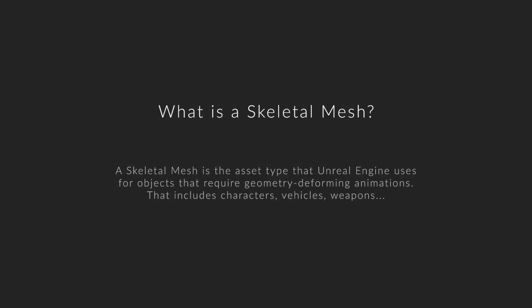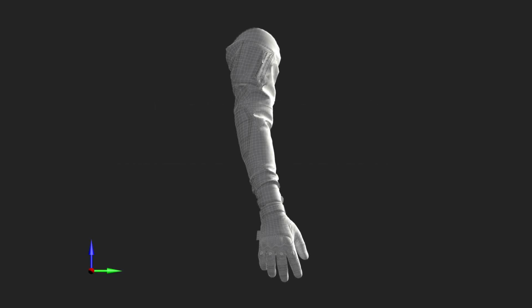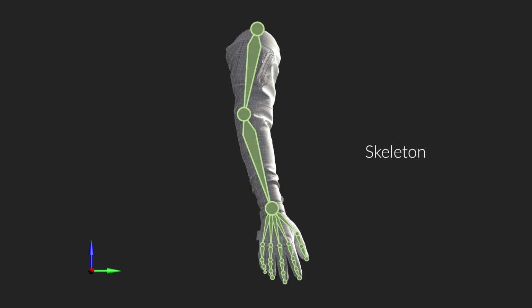A skeletal mesh is what we use in Unreal Engine for assets that require animation, such as characters, for example. Its use is not limited just to organic elements, however. Any object that requires complex animation, for example weapons, must be imported as a skeletal mesh. Skeletal meshes have two basic components. A mesh, which, like in static meshes, is used for the visual representation of the object, and a skeleton, which is made up of bones. Animations are applied to the bones, and the mesh, which is skinned to them, deforms as a result.